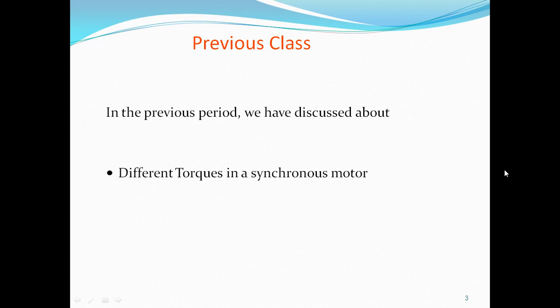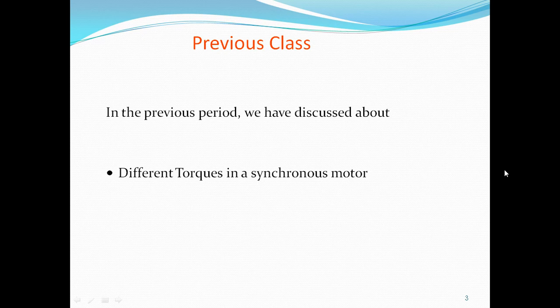So when alpha is below 90 degrees, the motor is in synchronism and runs at a synchronous speed. When alpha exceeds 90 degrees, the motor stops and comes out of synchronism.